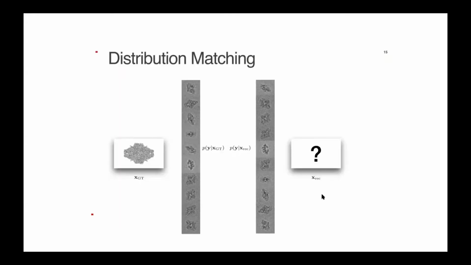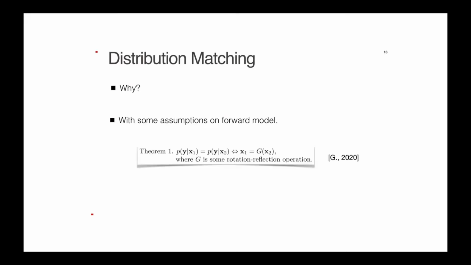Now what we are trying to do is match these two distributions. We are trying to match the distribution coming from the measurements of x ground truth and the distribution coming from the reconstruction. We are trying to find a 3D structure whose distribution of the projections is equal to the data distribution. And the reason is that with some assumptions on the forward model, we can prove that if the measurement distributions from two different structures are the same, then the two structures are also the same, which basically means that if we can find a 3D structure whose projections look like the acquired data, then we can actually get the real ground truth.